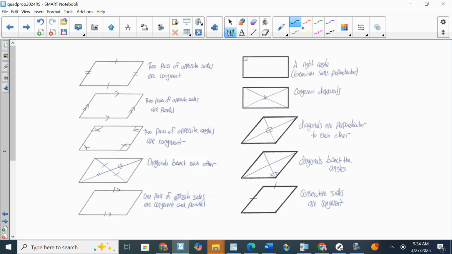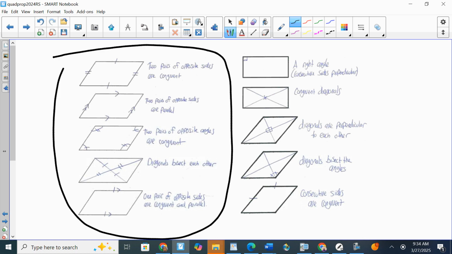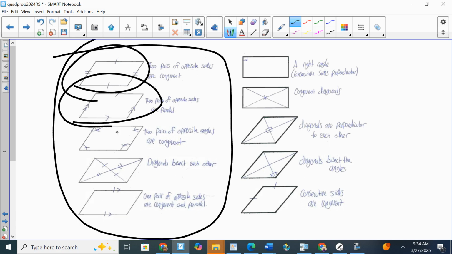Here are your 5 ways to prove a parallelogram. 4 of them deal with opposites. 2 pairs of opposite sides congruent. 2 pairs of opposite sides parallel. 2 pairs of opposite angles congruent, 1 pair of opposite sides congruent and parallel.